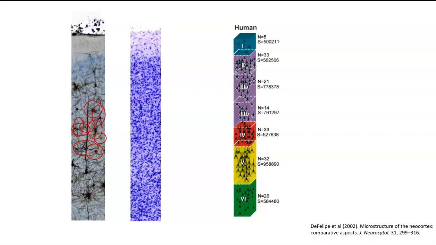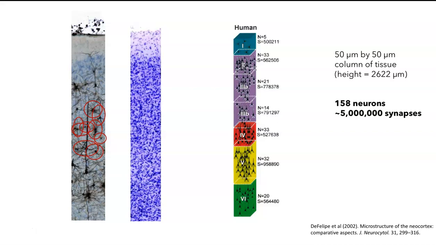So what they did in a study was to go and take sections of tissue. In this case, they were looking at a 50 micron by 50 micron column of tissue, so 1/20th of a centimeter by 1/20th of a centimeter, and the cortex in the place where they were looking was about 2.6 millimeters tall. So they took this tissue and they counted the number of cells and counted the number of synapses. And what they found was that there were about 158 neurons and a whopping 5 million synapses.